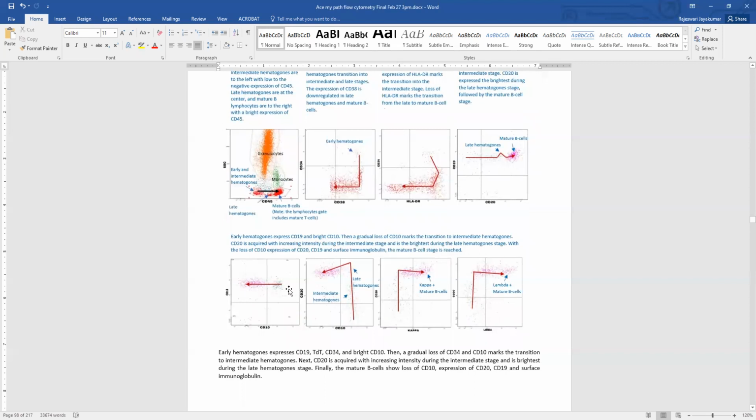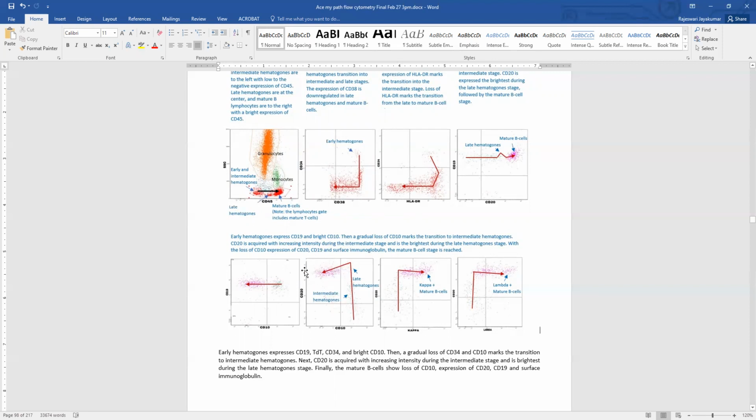And one interesting graph that most people use to identify hematogones is CD10 versus CD20, because in this plot you can see the early hematogones expressing bright CD10, then they lose the CD10, get a little dimmer, and then they start acquiring CD20. And as they acquire CD20, especially the late hematogones express very bright CD20. As they acquire CD20 and become mature lymphocytes, they lose CD10. So you can see that CD10 is being slowly lost in the hematogones as they mature into B cells.